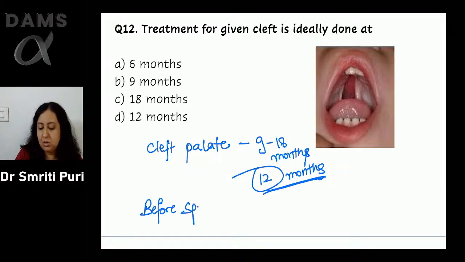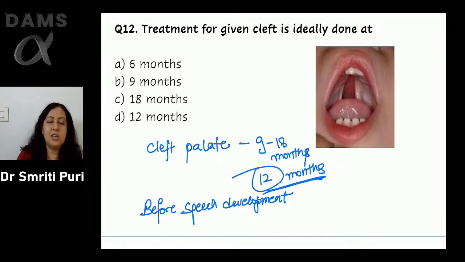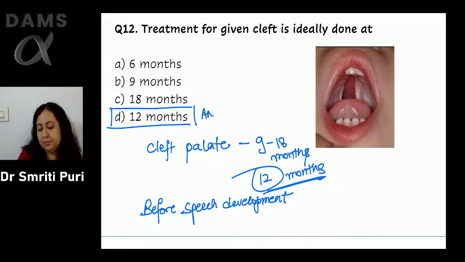So the best is out of 9 and 18, the middle range, that is 12 months or before the patient turns 1 year, or at the time when the patient is turning 1, for better speech development. So 12 months is the correct answer.